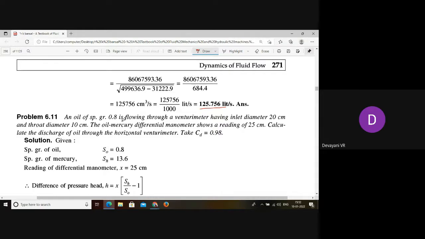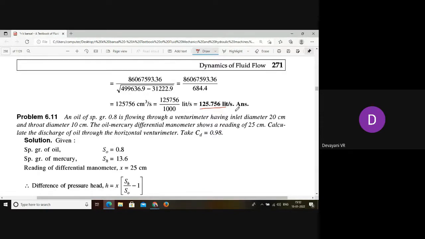An oil of specific gravity 0.8 is flowing through a venturimeter having inlet diameter 20 centimeters and throat diameter 10 centimeters. The oil mercury differential manometer shows a reading of 25 centimeters. Then calculate the discharge of oil through the horizontal venturimeter. Take CD equals 0.98.